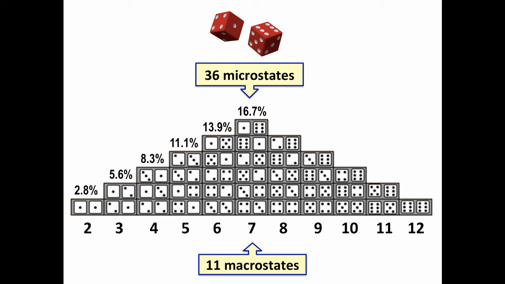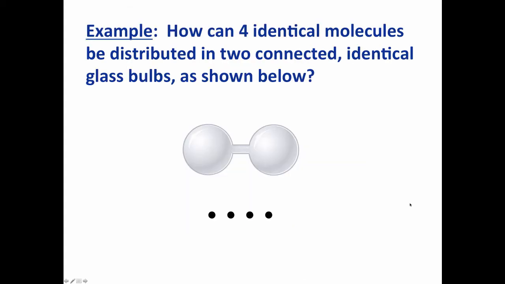And 7 is the most likely roll. There's more possible ways to make a 7 than anything else. And so 16.7% of the time you'll get a 7. And then back down in probability for 8, 9, 10, 11, and 12 respectively. So 7 is the most likely, the most probable roll of a pair of dice, and all the other combinations have lower probability. Now, okay, we've dealt with cards, we've dealt with dice. How does this apply to molecules and reactions?